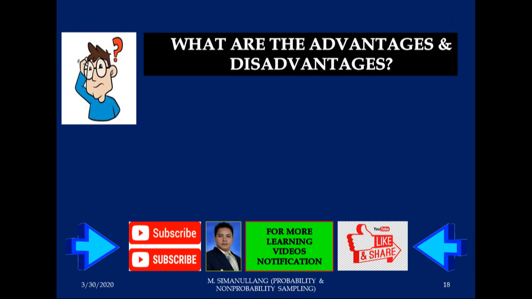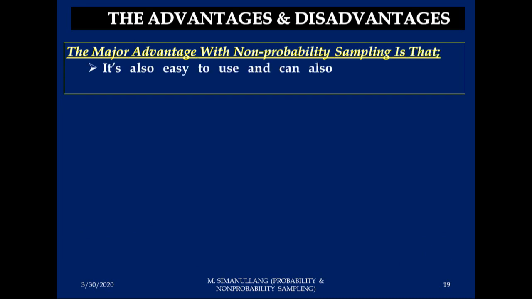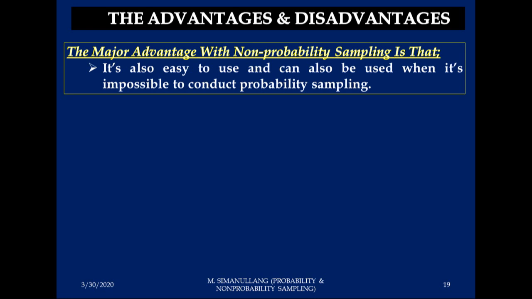Okay, now we're going to discuss the advantages and disadvantages of non-probability sampling. And this is also in general, because if we talk about them in specific, we need to discuss specific non-probability sampling methods or techniques. So the major advantage of non-probability sampling is that it is easy to use and can also be used when it is impossible to conduct probability sampling. So the keywords here: when it is impossible to take the sample by probability sampling, then non-probability sampling will be the best way to get the sample.